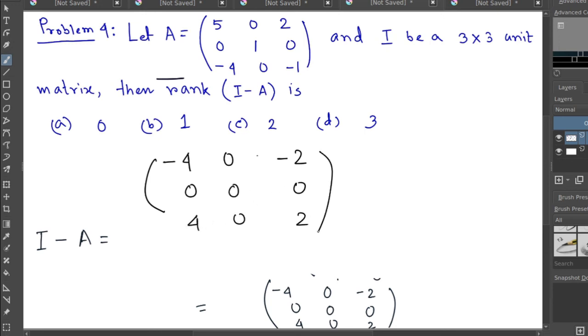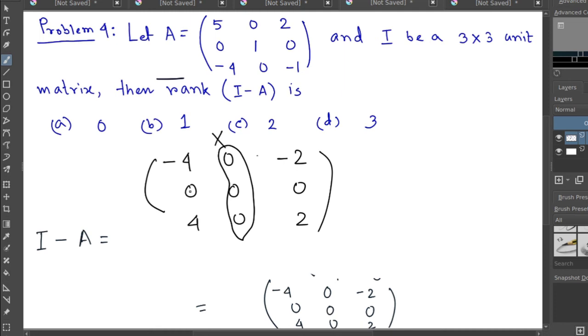I said the definition of rank of a matrix is the number of linearly independent rows or columns. First of all, see the 0. This is a 0 column, so it will not contribute anything in finding the rank, because the 0 vector will not go in the linearly independent set. So we are not considering it. So the rank of this matrix is either 2 or less than 2.